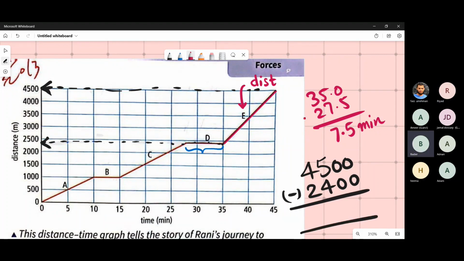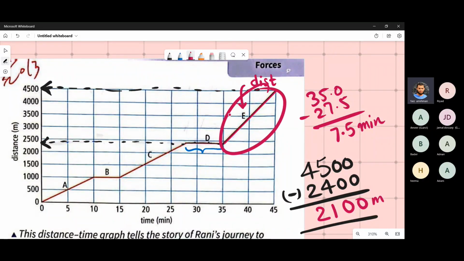2,400. Really? 2,100. Yes. Okay, so this is the distance in meters that he traveled in the last part of his journey. I hope this graph was clear to everyone. If not, tell me, I will clarify by the letters.